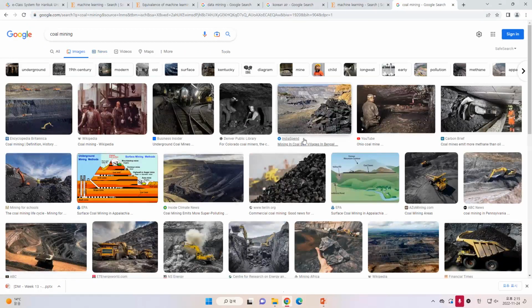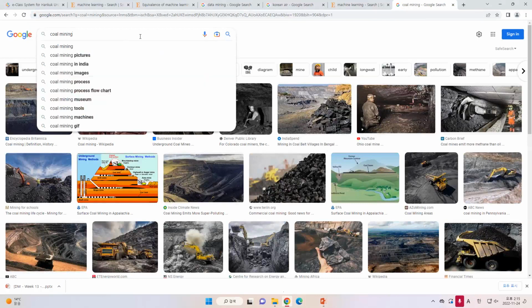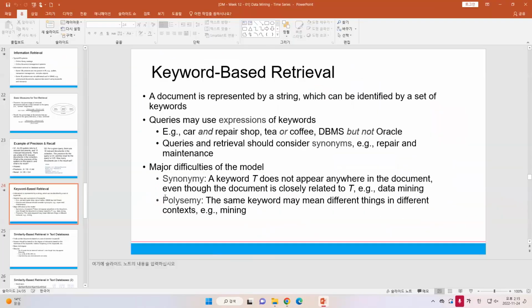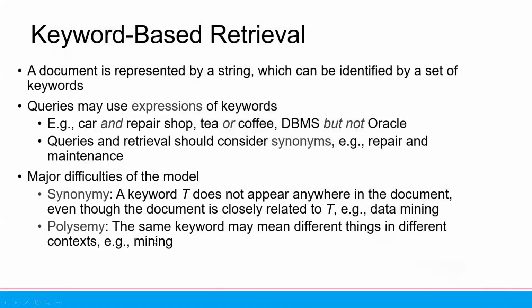The original mining is for this one. This is the mining. But data mining has a different meaning from this kind of mining. So we call this polysemy: one word, mining, can have different meanings.